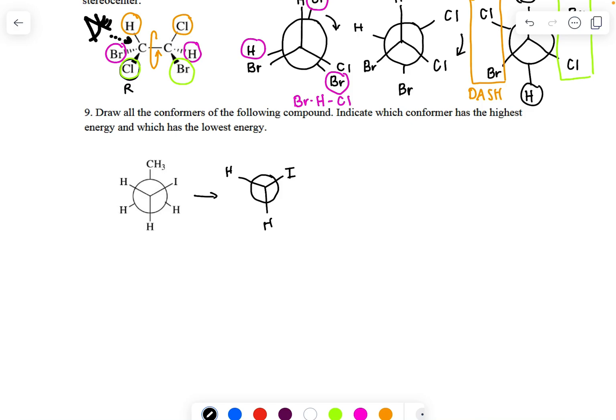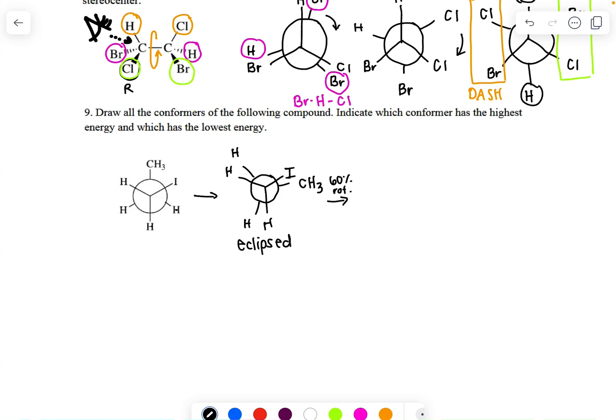So I'm moving everything 60 degrees. That means that this hydrogen is going to be eclipsing that one. This hydrogen is going to be here, and the methyl and the iodine are going to be eclipsing each other. This is called eclipsed. And this would be the worst, highest energy conformation because the larger groups, the iodine and the methyl, are eclipsing each other. Now I'm going to rotate again by 60 degrees.